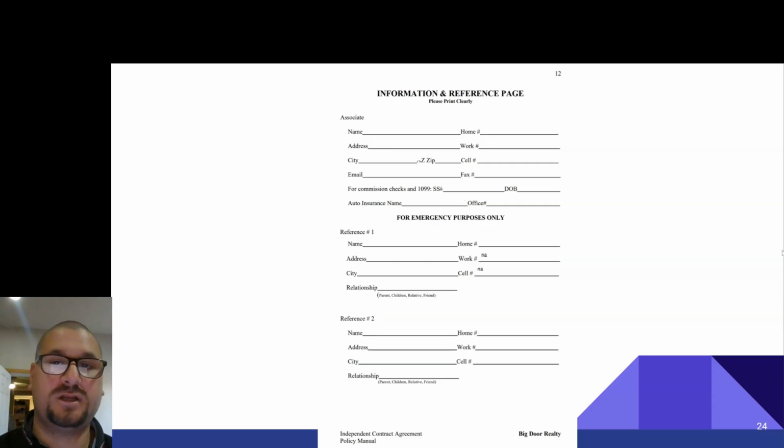You need your social security number, your date of birth, auto insurance, name, and your office number. For emergency purposes, reference number 1: name, address, city, relationship. Reference number 2: name, address, city, relationship.